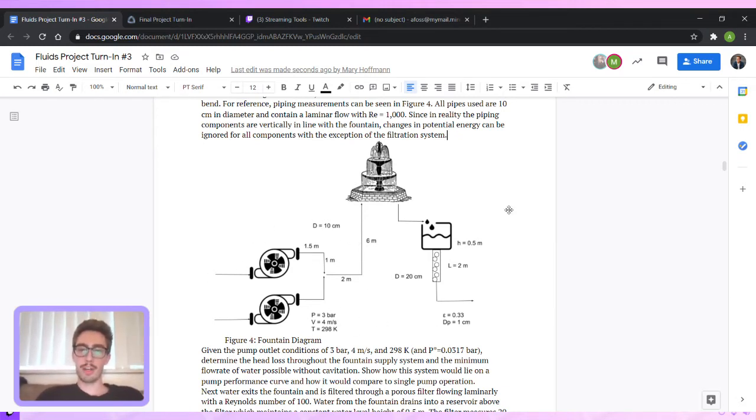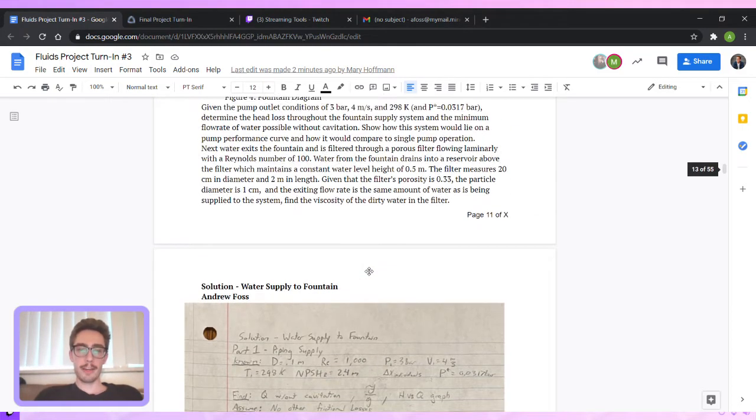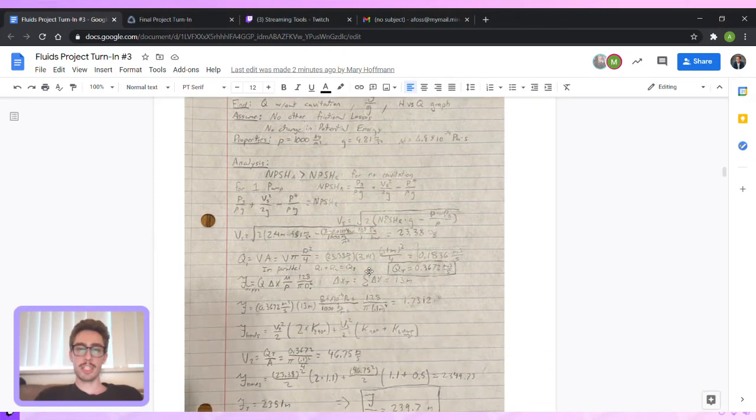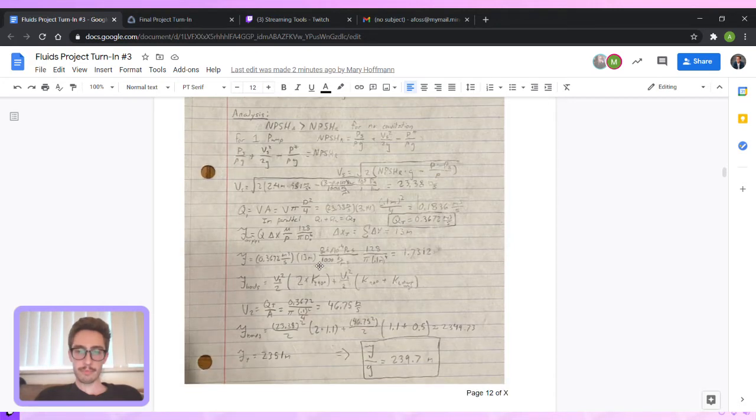The second part of the problem deals with this filtration through porous media over here, and so we'll get to that. So this first part of the problem, we use the net positive suction head as well as the superficial velocity to determine the flow rate of the pumps in parallel.